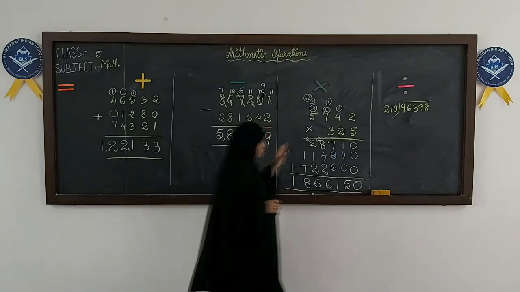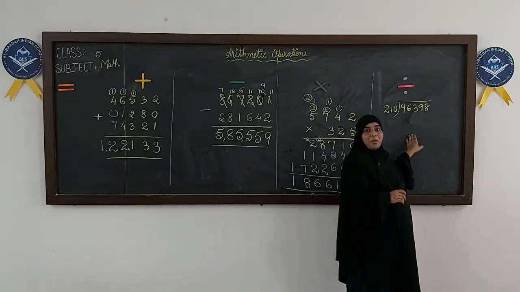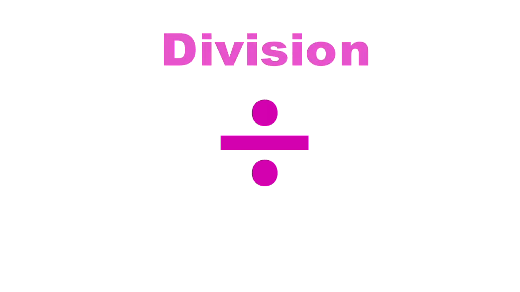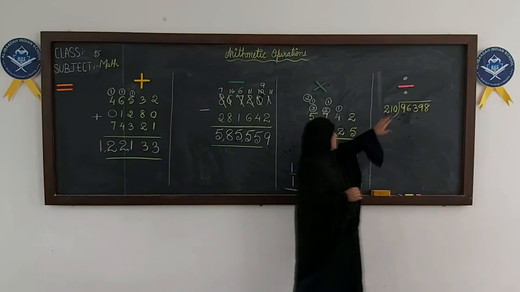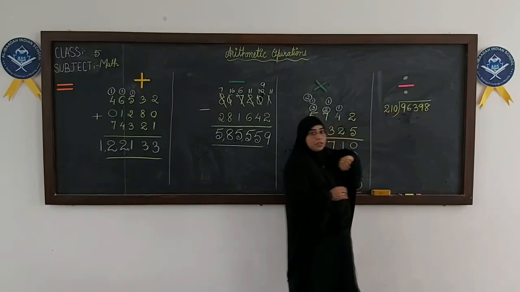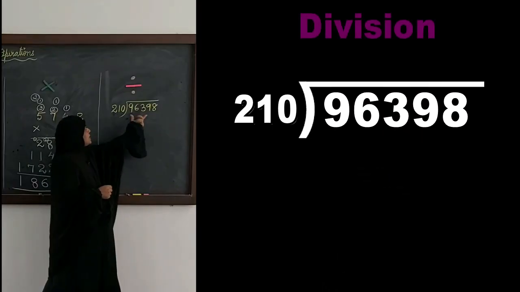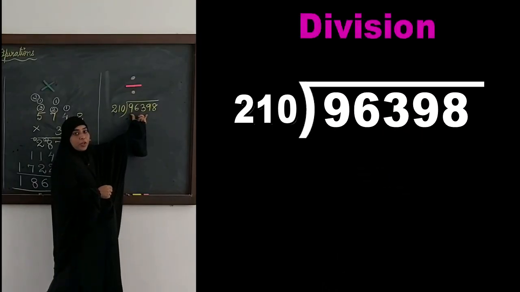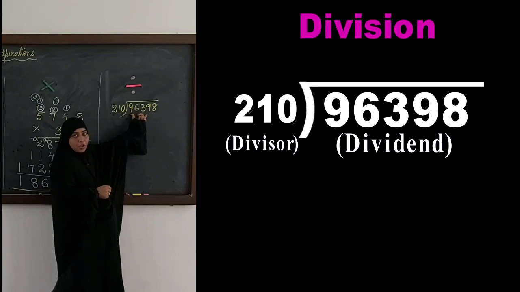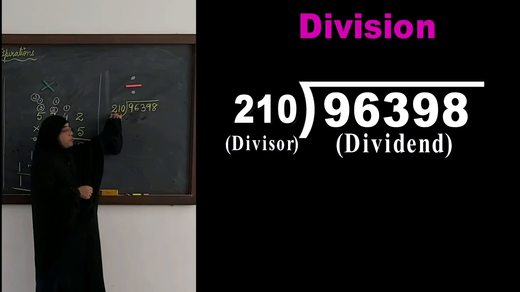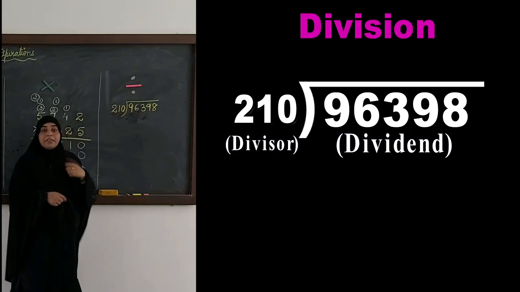Okay. Now moving on to our last operation. And what is the name of this operation? Division. Okay. Let's start our next operation. Let's divide these two numbers. Now before we start, let's see what we call them. Okay. Now this number which is inside, we call it dividend. This is called dividend. And this number which you see here, this is the number which will divide this number, right? So this number we call divisor.